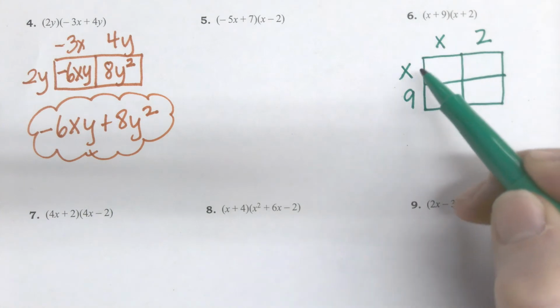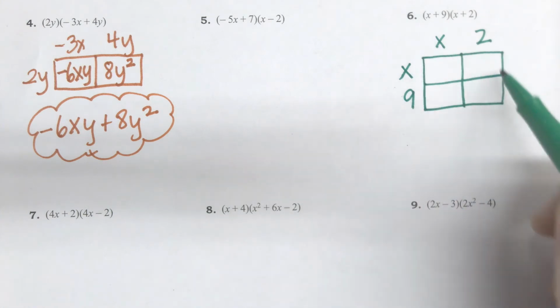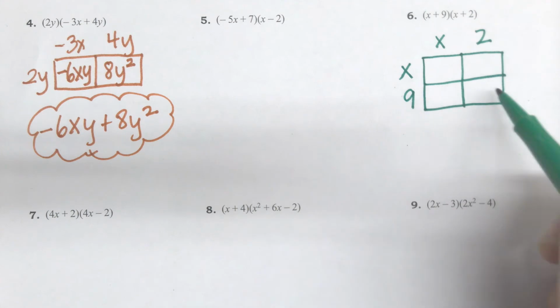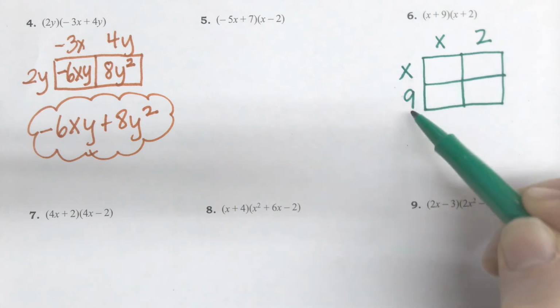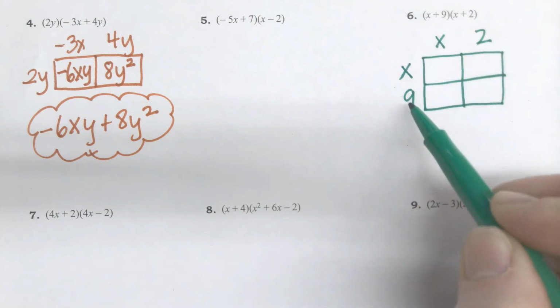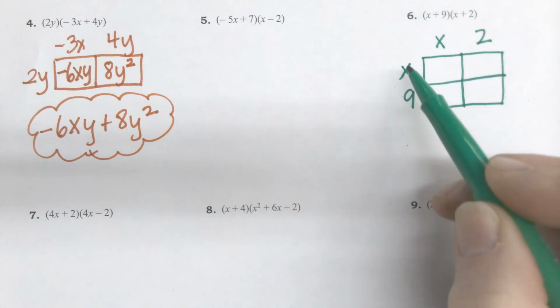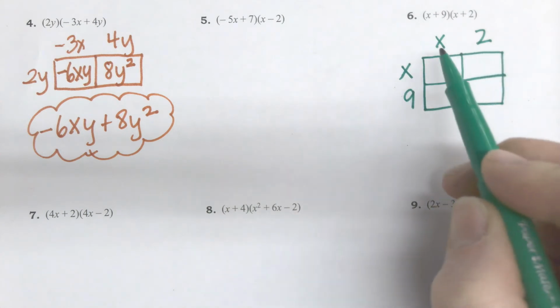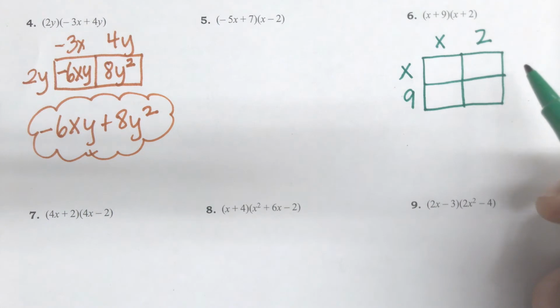So help me out again. Get your box created, your 2 by 2 box. Label along the left-hand side, the first one, x and 9. Along the top, x and 2.